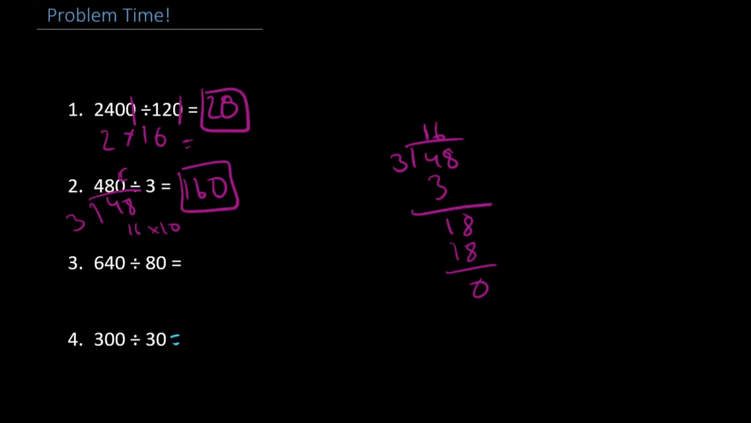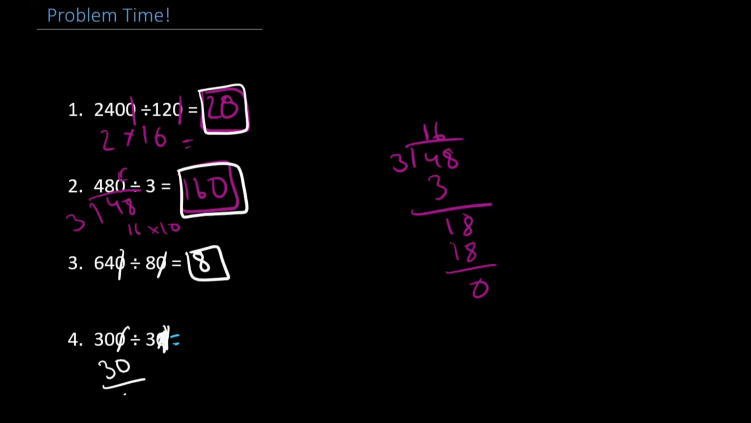Now let's do the third question. So we can cancel out the zeros, and 64 divided by 8 is 8. Okay, now let's do the fourth question. So there's 1 zero, so we cancel out this and this. We'll be left with 30 divided by 3. So 30 divided by 3 is 10. And that should be our answer for the fourth question.